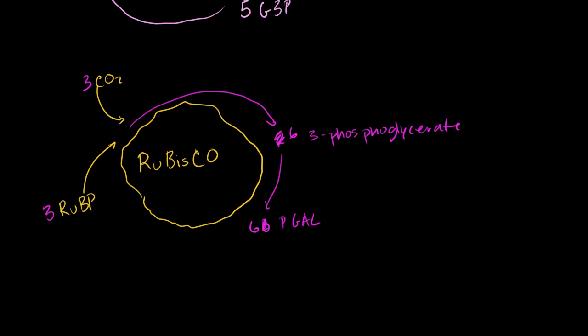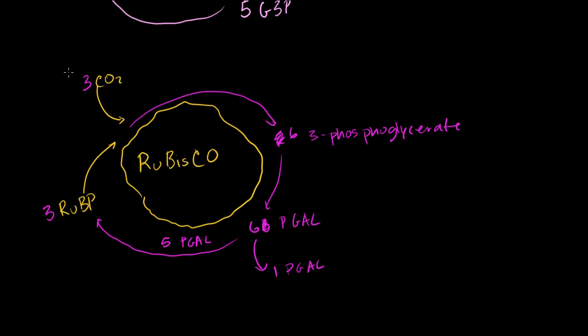And for every 6 of these that are produced, 5 P-gals, or glyceraldehyde 3-phosphate, go back into the cycle to produce the ribulose bisphosphate. And one of them is kind of our end product of photosynthesis that can be used to produce other carbohydrates. So 1 P-gal.